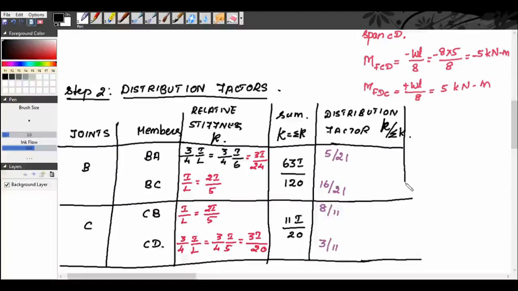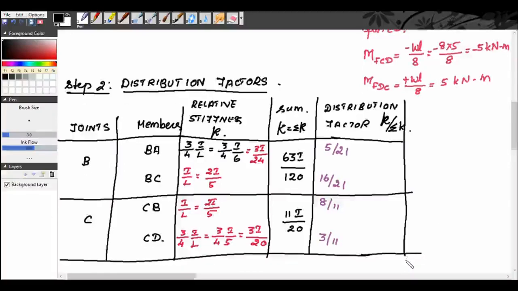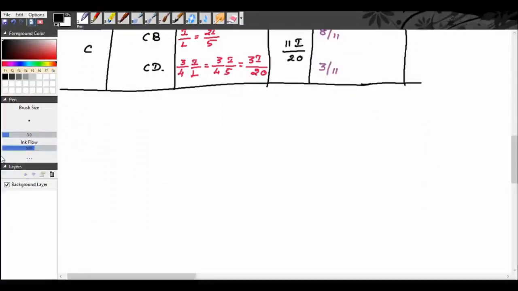Now we will move on to our third step. Our third step is the moment distribution table, the analysis of our beam using moment distribution. So, step 3, moment distribution. As the name implies, the moment is distributed.